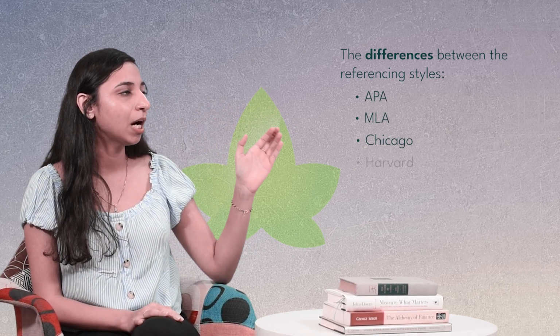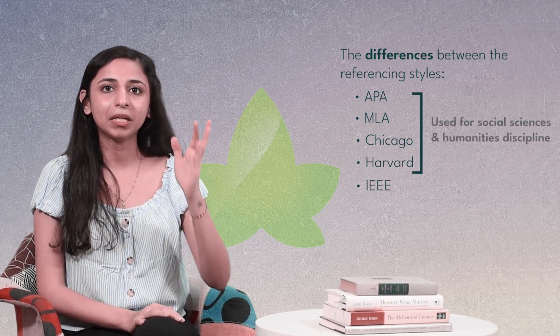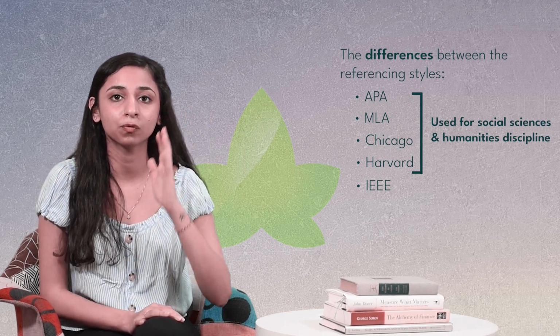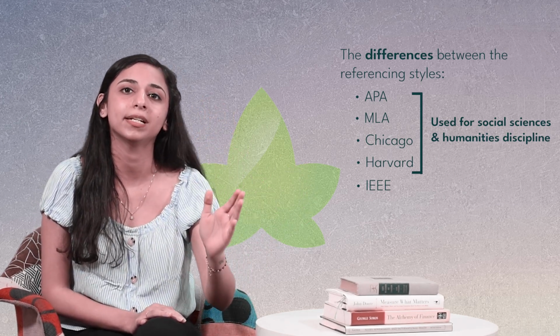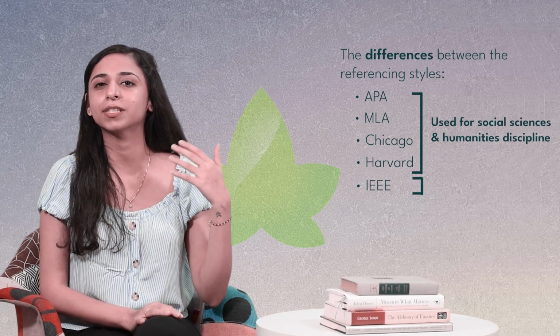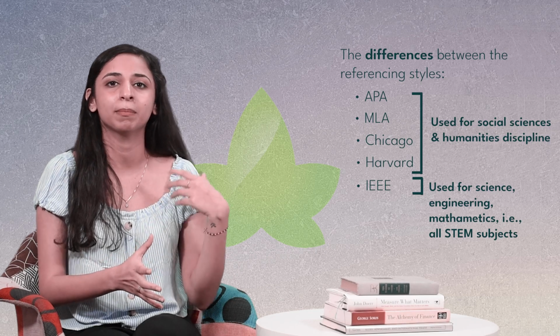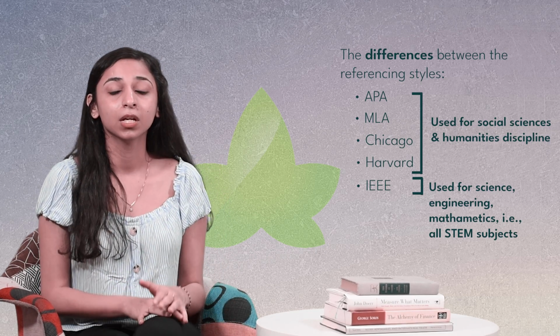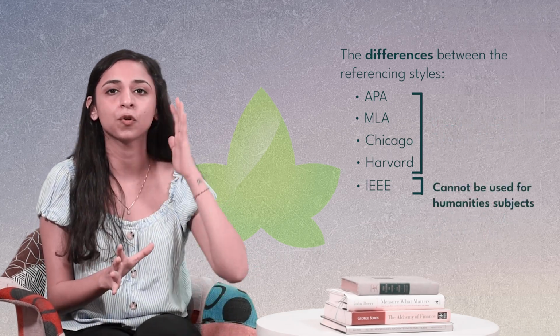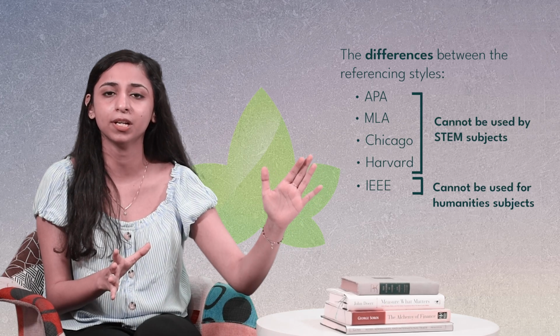Now let's discuss the differences between the 5 major referencing styles that we just discussed, that is APA, MLA, Chicago, Harvard and IEEE. So APA, MLA, Chicago and Harvard are only used for social sciences and humanities discipline, whereas IEEE is used for science, engineering, mathematics and so on.